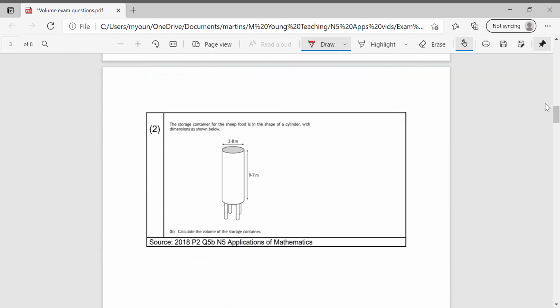Okay, question number 2. The storage container for the sheep food is in the shape of a cylinder with dimensions shown. Calculate the volume of the storage container. So this is actually dead straightforward. I'm guessing this is probably part of a wider question, because it's a part B. But all we're asked to do is basically work out the volume of that cylinder there. Unless we were told something about the legs in a previous question, maybe that was part of it. But in this particular question, all there is is the diameter of our cylinder and the height.